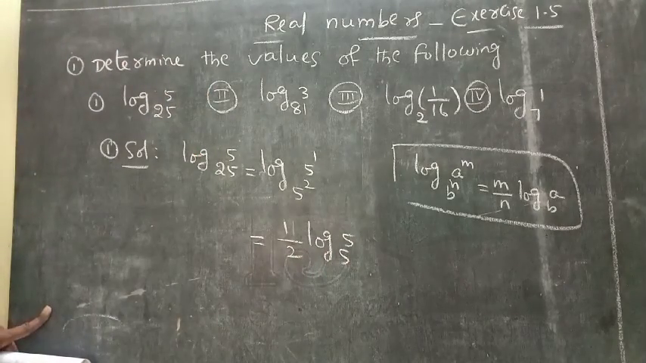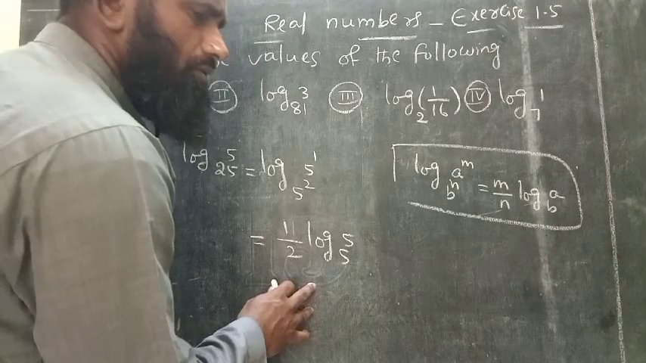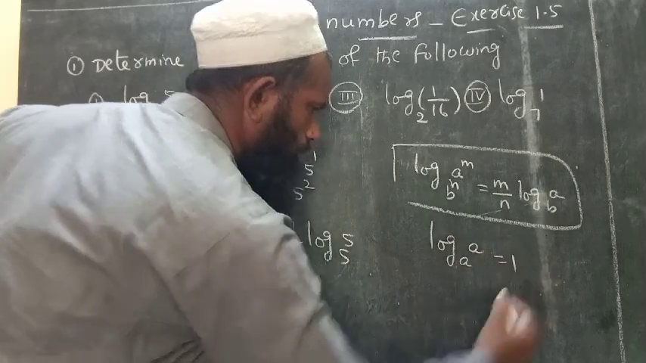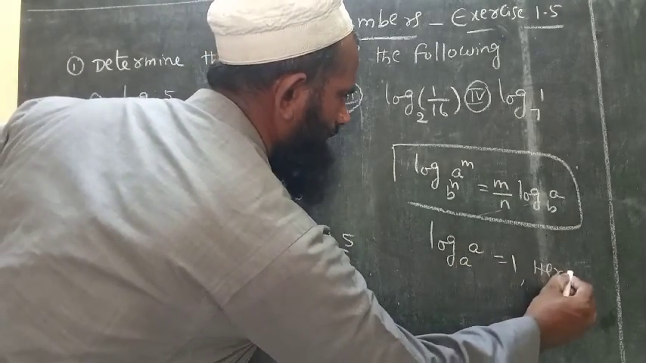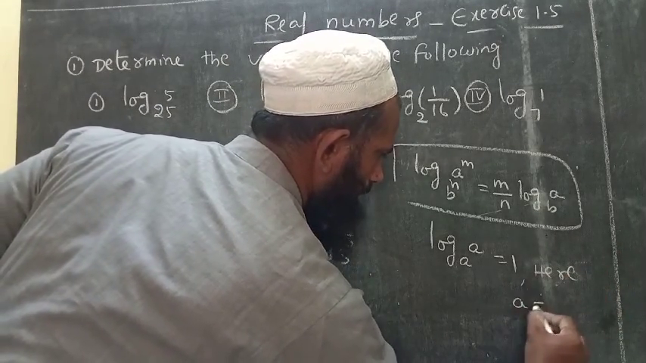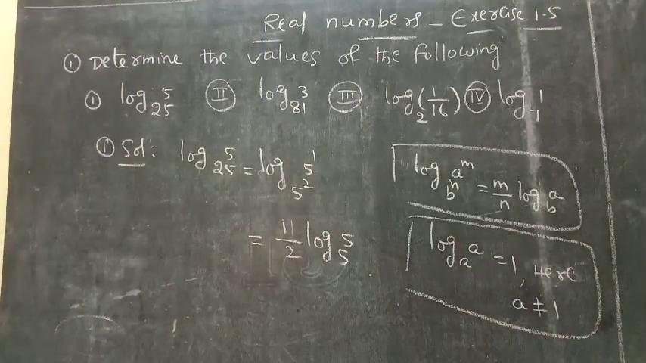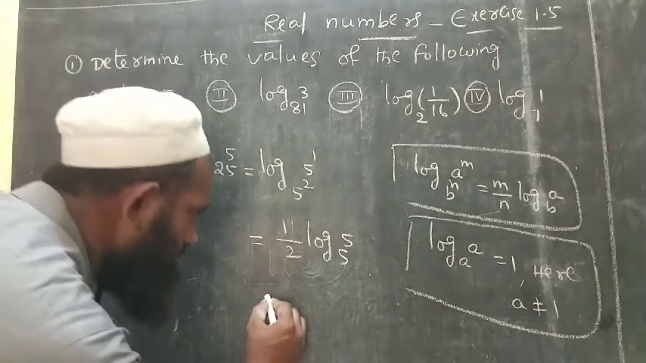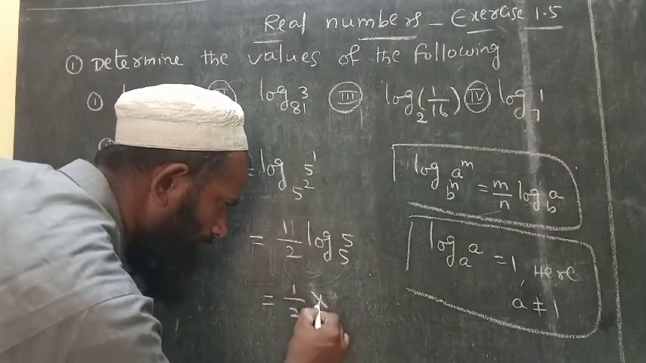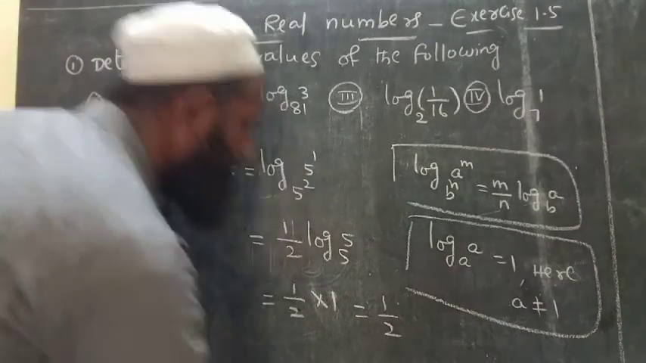Log 5 base 5. Here, log of any number to the same base, log a base a, equals 1, where a is not equal to 1. We discussed this already. From this, 1 by 2 log 5 base 5 is nothing but 1 by 2 into 1. What is the answer here? 1 by 2. This is the answer.